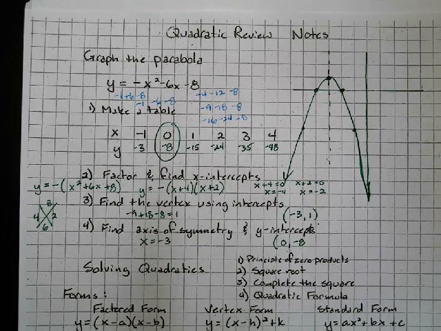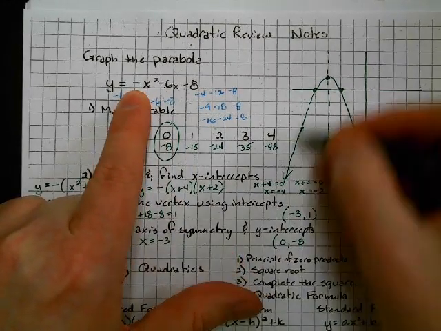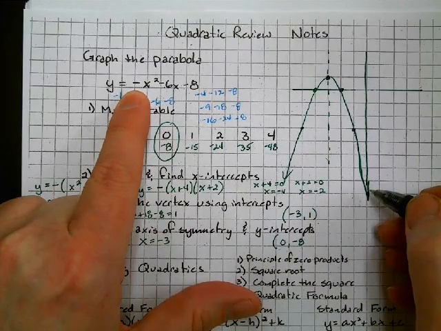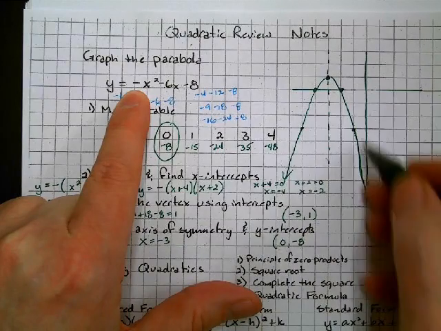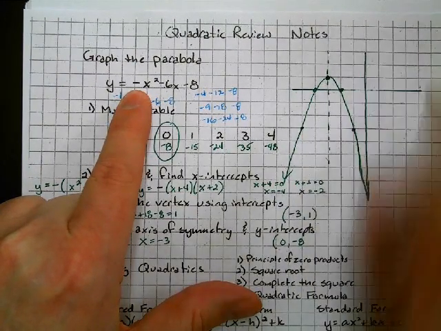Oh, other thing. Since there was a -x squared, that's why this faces down. So if there's a negative out in front, that's going to be a parabola that faces down. If this were positive out front, it would have faced up instead. All right, now let's talk about solving them.